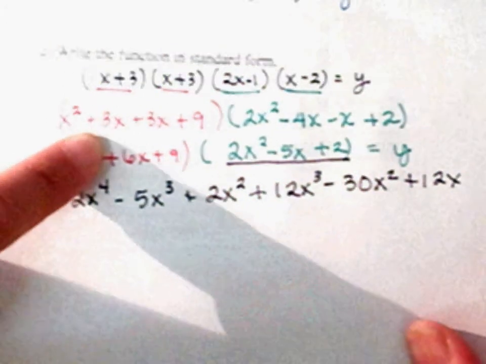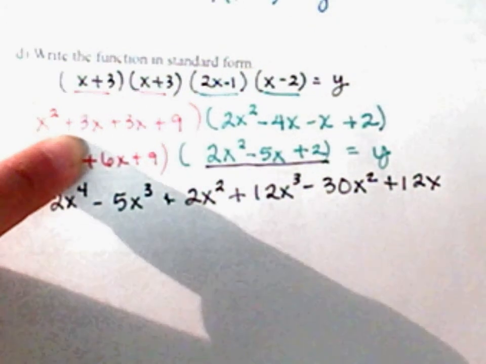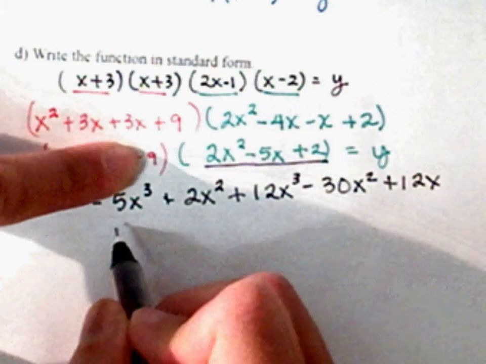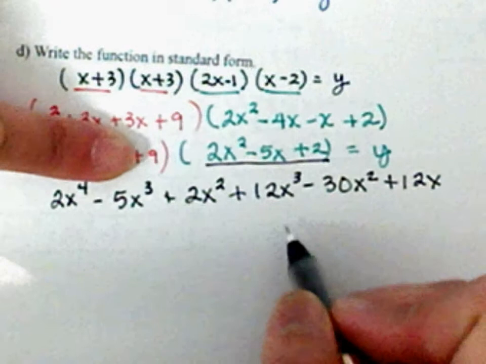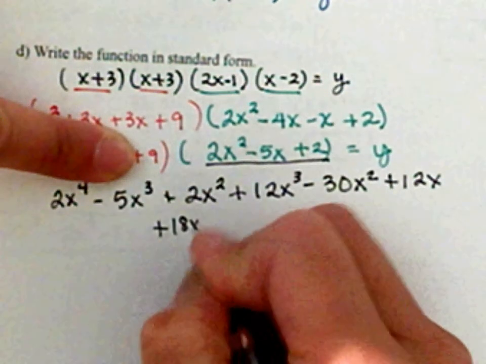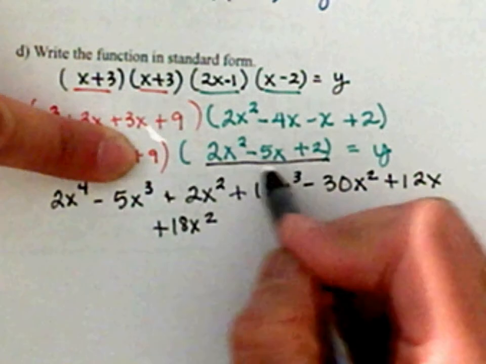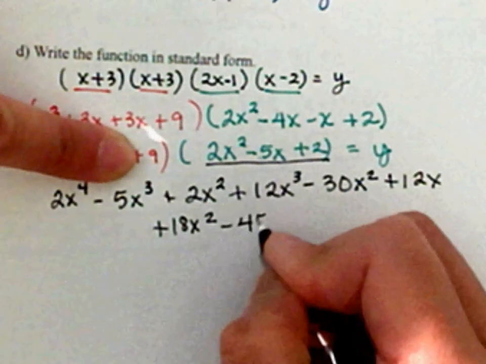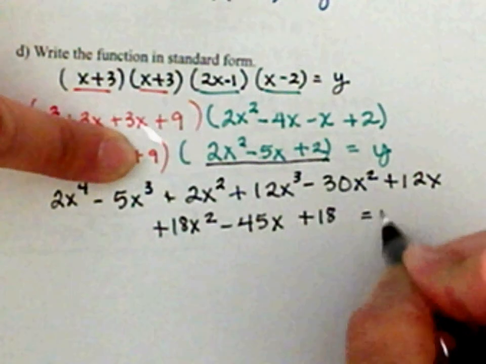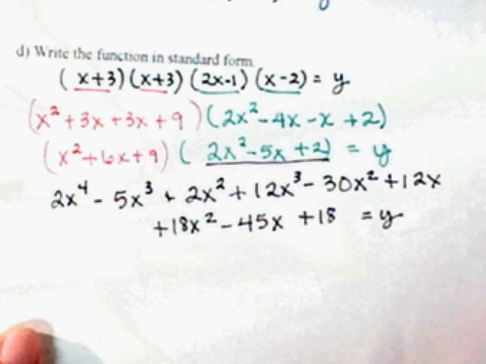Okay, continue with my math. 9. I'm going to continue down here so that way it stays on that same page. 9 times 2x squared is positive 18x squared. 9 times negative 5x is negative 45x. 9 times 2 is positive 18. All of that equals y. Now we're going to combine our like terms.